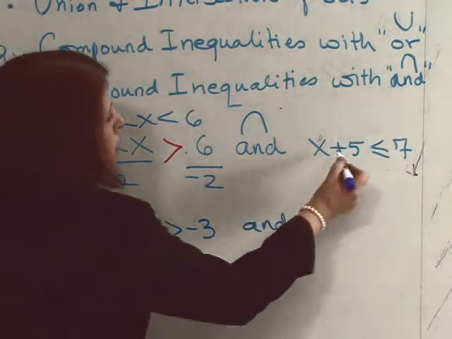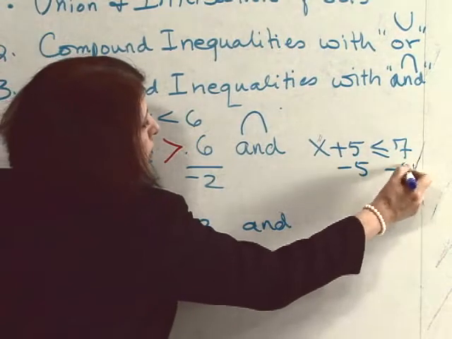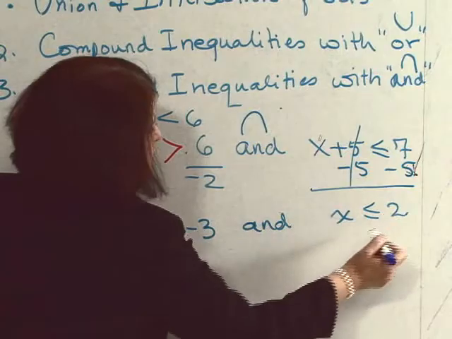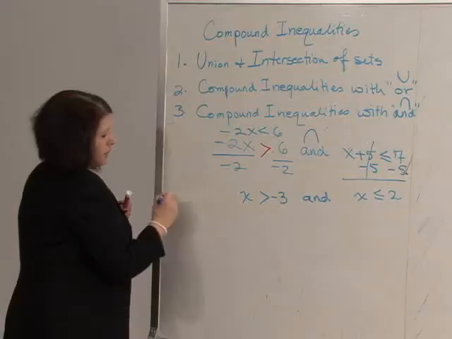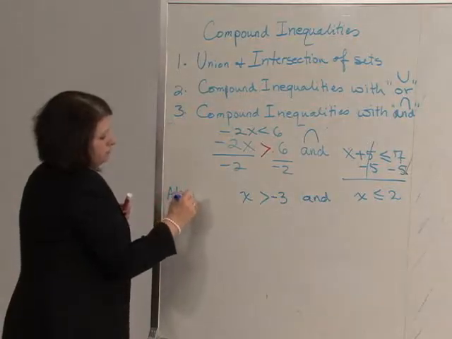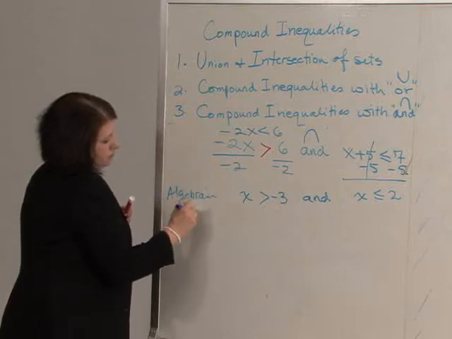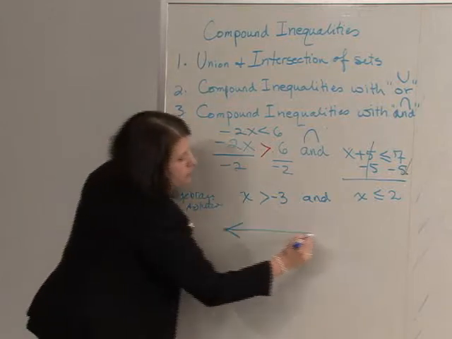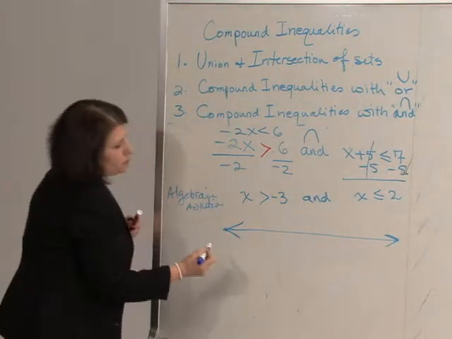And here, you're going to add negative 5 to both sides. So we get x is less than or equal to 2. And so that's the algebraic solution. And now we want to graph it and then write the solution in interval notation.